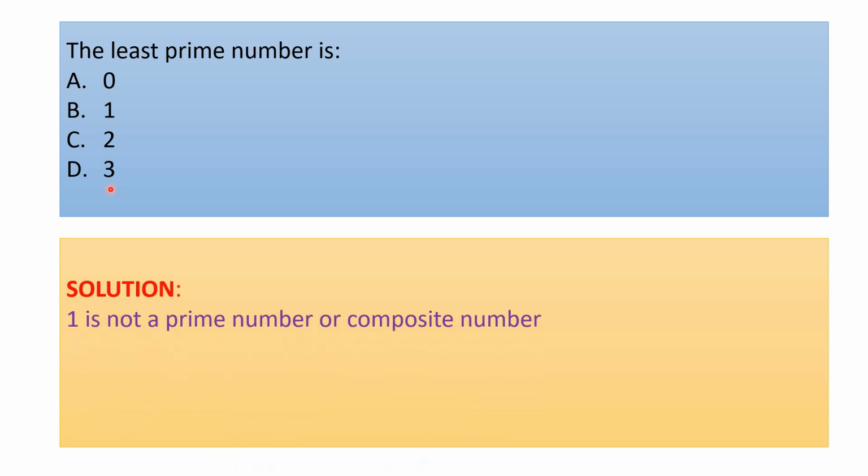For the types of integers, we will see how to solve the problems. The problem statement is: the least prime number is, and the options are 0, 1, 2 and 3. Let's see the solution. We will start with 1. We know 1 is not a prime number and not a composite number, so this is wrong. We will consider 2. We can clearly say 2 is a prime number, so the option is C. The least prime number is 2.